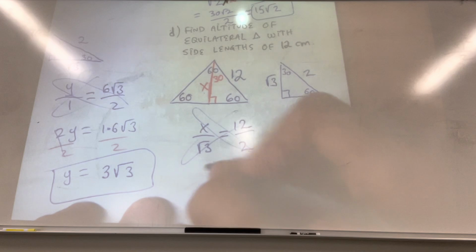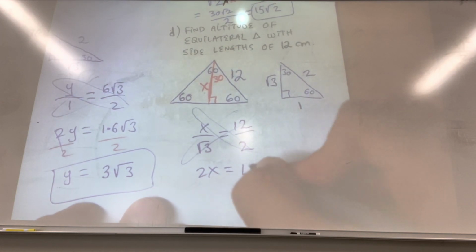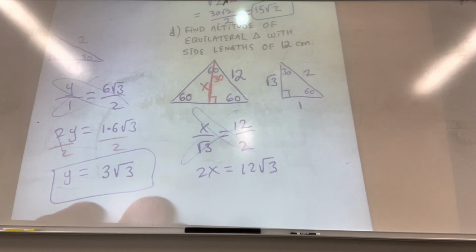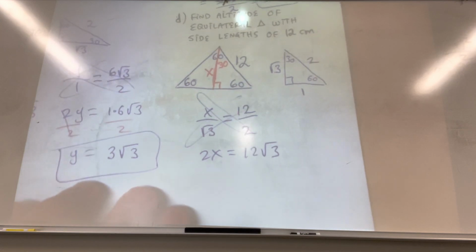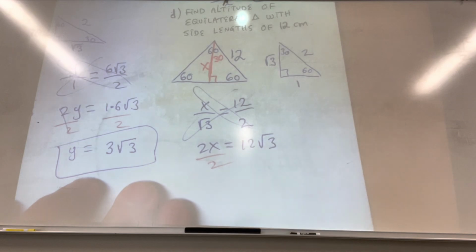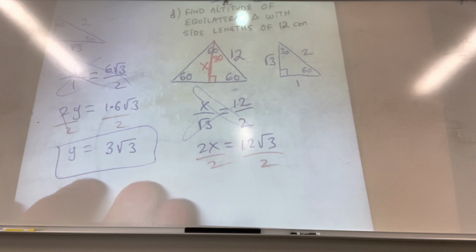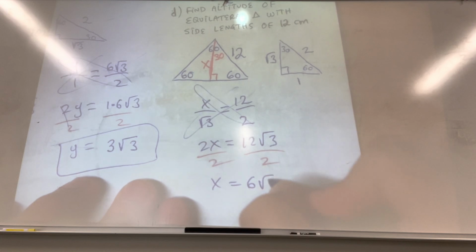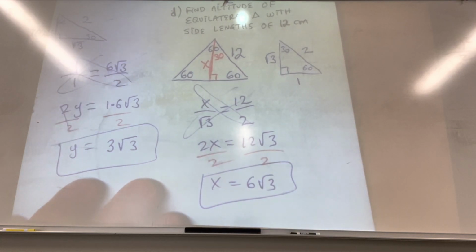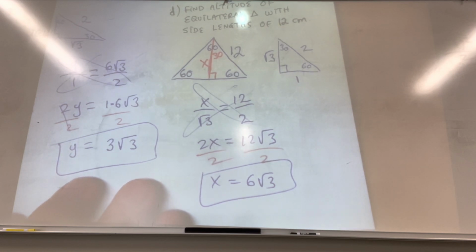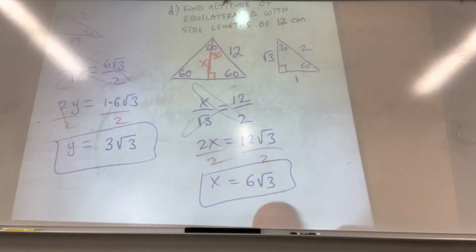Cross multiply, we get 2x is equal to 12 radical 3. Alexa, what do we do to both sides? Divide by 2. Yeah, buddy. So we get x is equal to 6 radical 3. There it is. We found the altitude. So, Diego, you guessed that it was 6, right? But in reality, to be more accurate, what was it? 6 radical 3. So it was a good guess. But it's 6 radical 3.